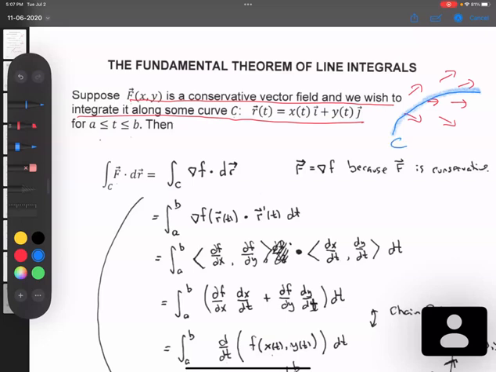Okay, so let's see what happens. If this is a conservative vector field, I change F by the gradient of f, right? So I haven't done anything new. But by definition of this integral, this is what it means. That's the definition. And by definition, this gradient is this, and this r of t is x of t i plus y of t j. So r prime of t is the derivative of this one plus the derivative of this one. We changed the notation, so we are using this notation instead.